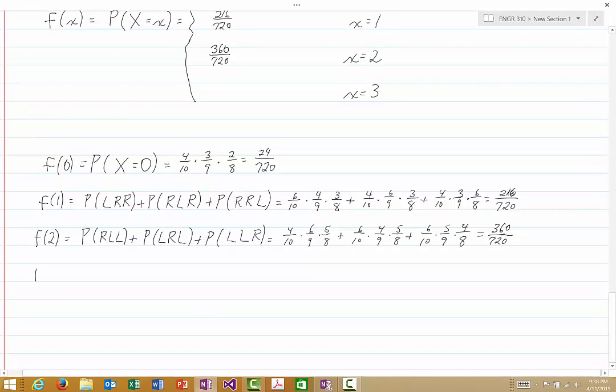And now finally, little f of 3 is the probability that we have 3 left-handed screws, and there's only one way that could happen, and that's left, left, left. And so the probability of that is 6 out of 10 times 5 out of 9 times 4 out of 8. And so we get 120 over 720.